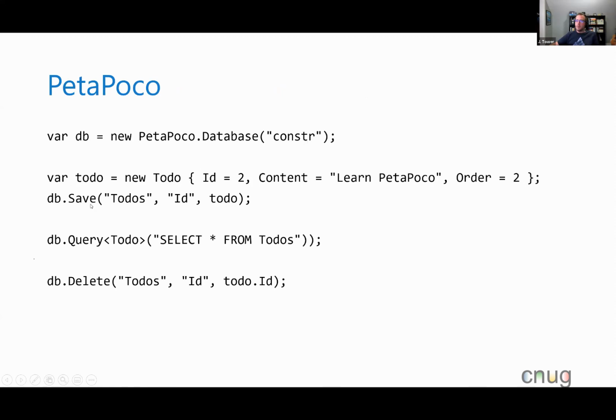Unlike the previous one or the next ones we're going to look at, when you tell PetaPoco that you want to save, or when you tell it you want to delete something, you have to tell it both the name of the table and the ID column to use, and then pass the actual object that has the property values that you want to use. So you can also see here that it's got a query syntax where you can pass in a SQL query and tell it to map the results of that to a certain object type. The delete works a lot like the save, where I tell it my object, table name, and tell it the ID column to use.